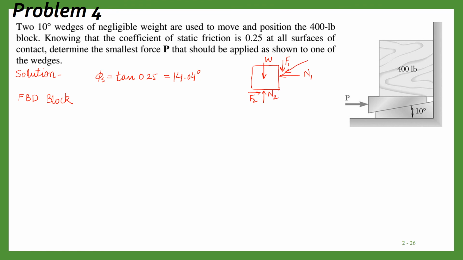Now you can replace these forces by the resultant, so we have R1, and this angle is phi s. Similarly you will have R2, the resultant of N2 and F2, and this angle is again phi s. Now, if the block is in equilibrium, then all these three forces should form a force triangle. So we can make a force triangle and then apply the sine law.